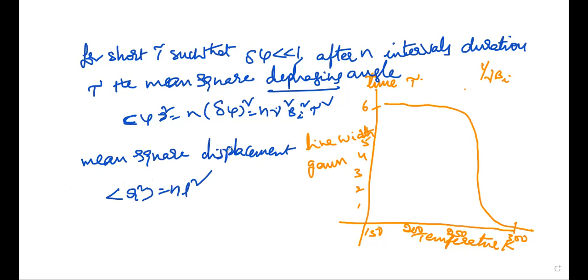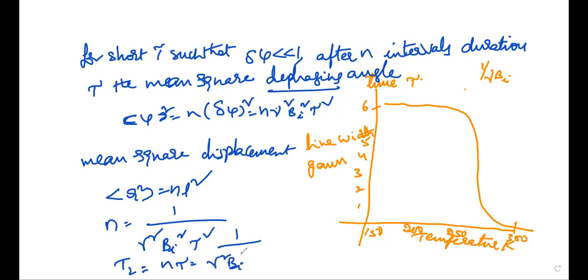Okay, so the average number of steps n is equal to 1 by gamma square B_i square into tau square. This number of steps takes place in time n into tau. So this implies 1 by gamma square B_i square tau square into tau, so tau cancels. Then the remaining value is 1 by gamma square B_i square tau.